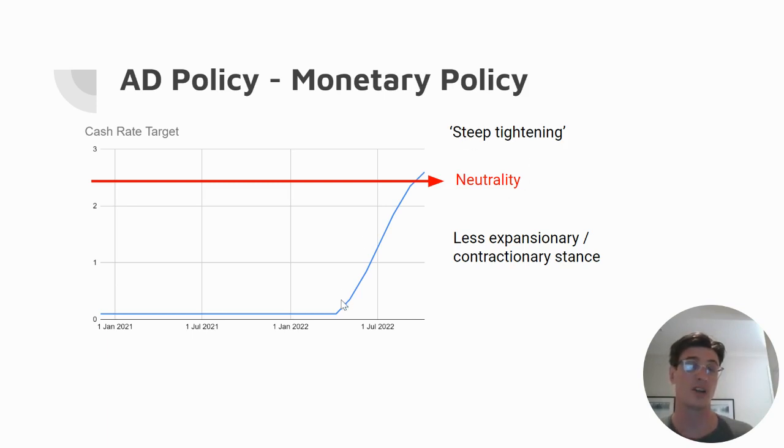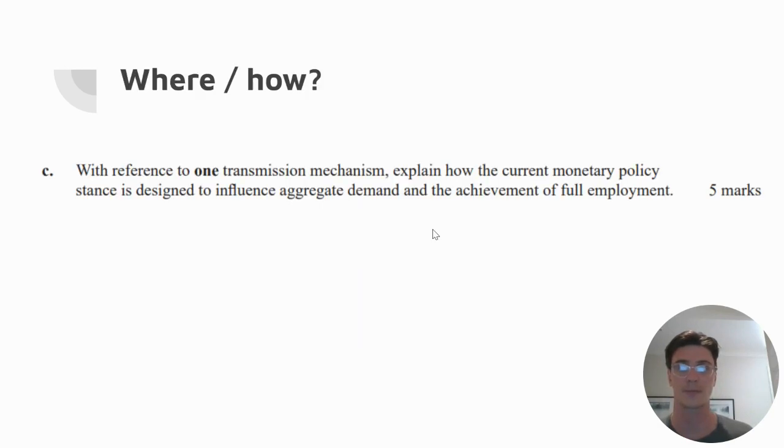That's what they kind of say. And also, when you're writing about this, I think it's really helpful to say that it's been a steep tightening, which is just a fancy way of saying they've raised rates very quickly. Usually they do it a bit slow and wait and see what happens. But this time they've done it very quickly, and again, that demonstrates their commitment to getting inflation under control.